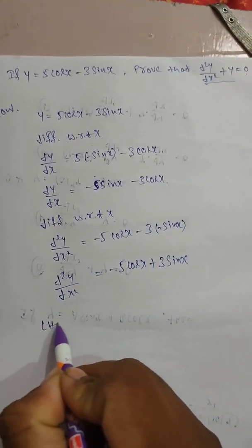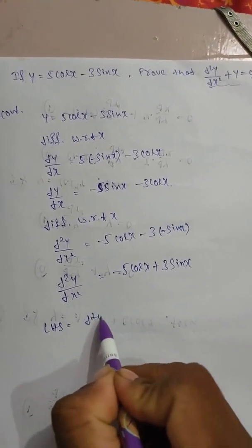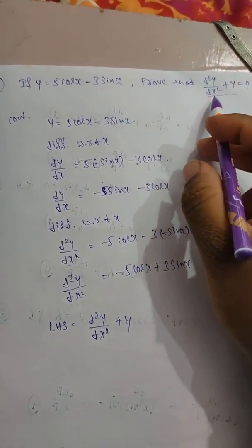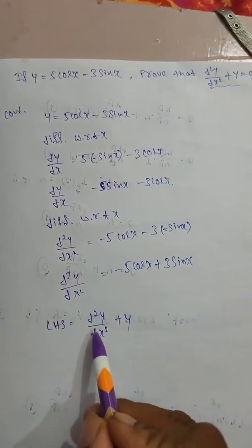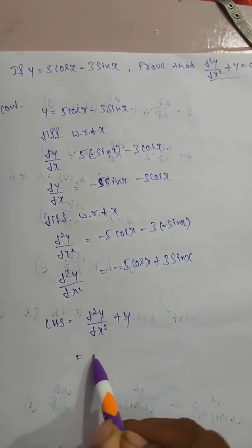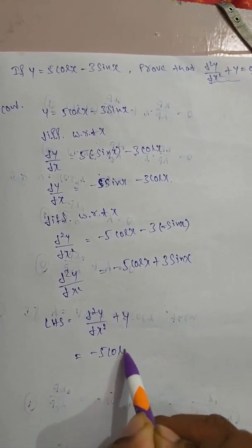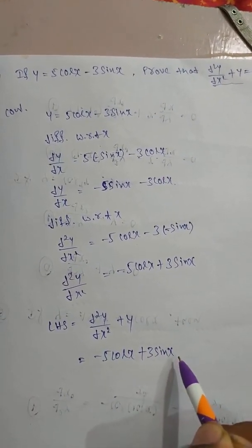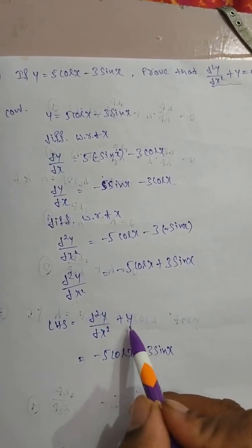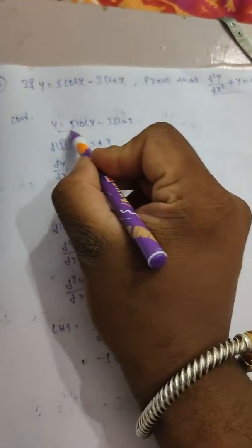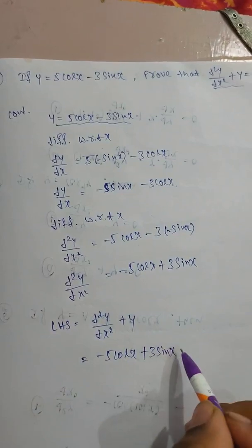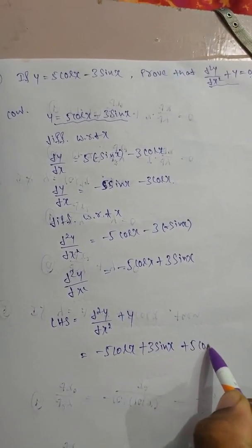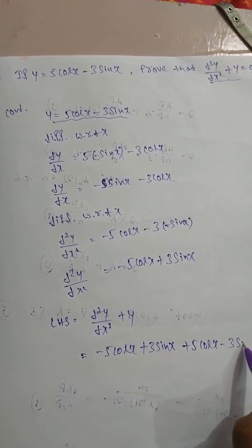What is the left hand side? The LHS is equal to d square y by dx square plus y. What is d square y by dx square? Minus 5 cos x plus 3 sin x. Now what is y? The y we already have, so substitute that. y is 5 cos x minus 3 sin x.